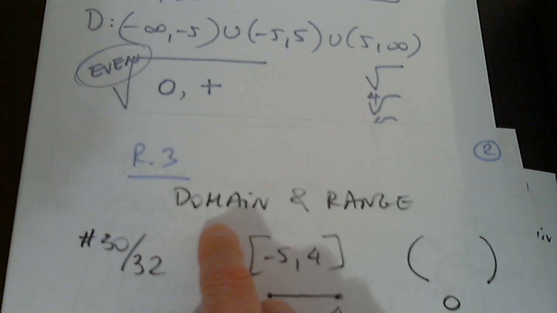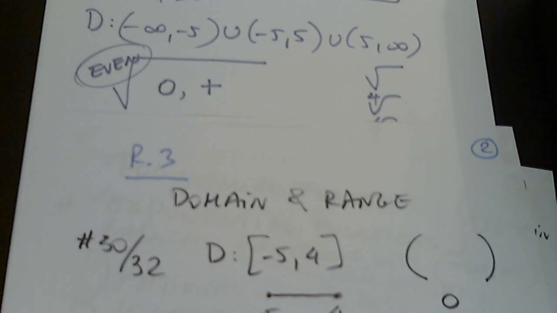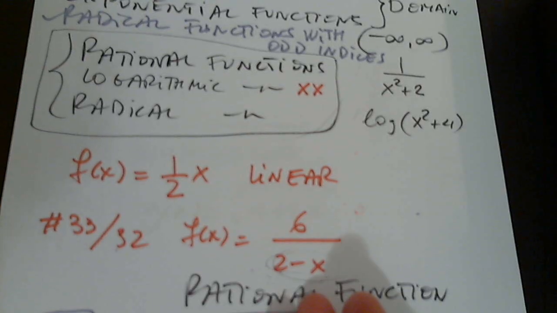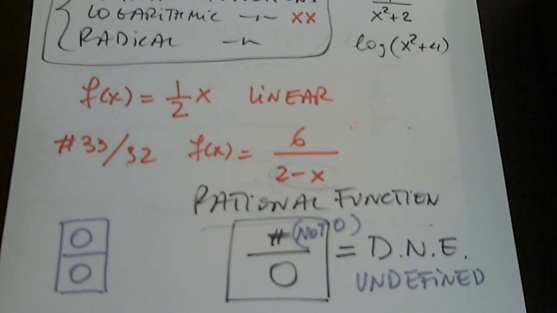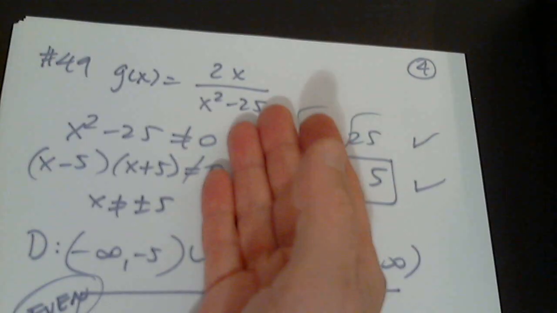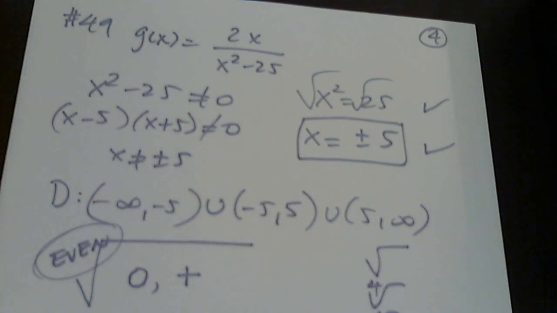We're not doing anything to the function. We're only asked the following question. What can you plug in? So here, what can you plug in? Anything but 2. Here, find the domain. What can you plug in? The answer is anything but positive or negative 5.